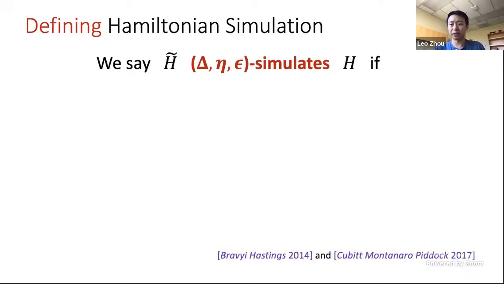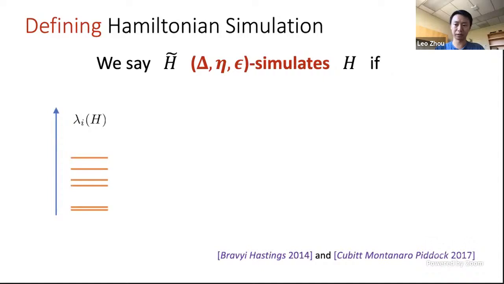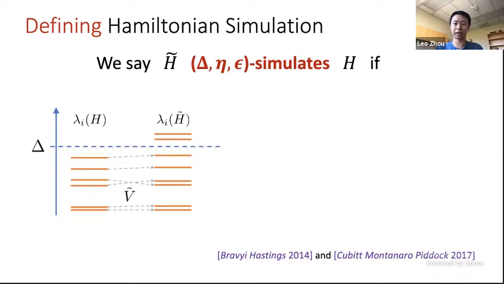And what we did is we adopted a well-motivated definition, I think initially developed by Bravyi and Hastings, but later refined by Cubitt, Montanaro, and Piddock. And the definition here is that we say that H tilde simulates the Hamiltonian H if the following is true. If you look at all the spectrum of your target Hamiltonian H, and if they are reproduced as the low energy spectrum of your simulator H tilde with some encoding V tilde that preserves the locality of observables, then we say H tilde simulates H.